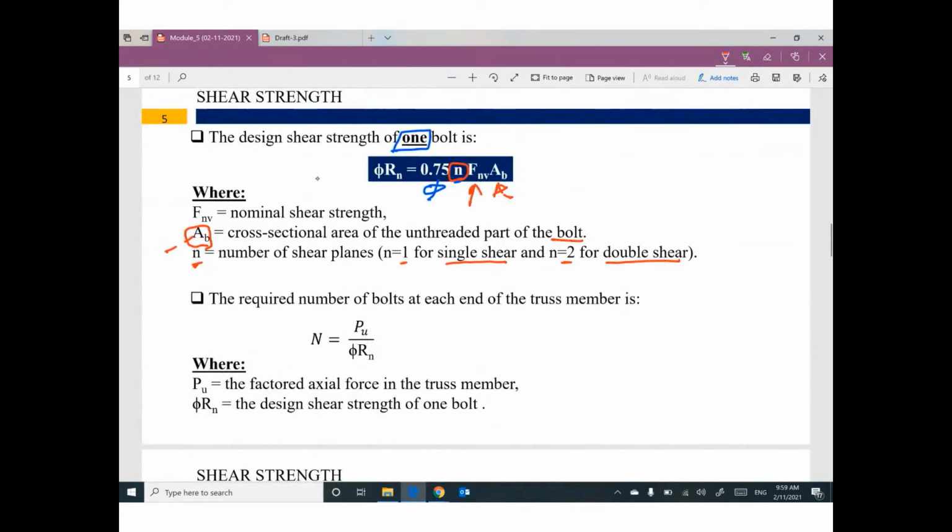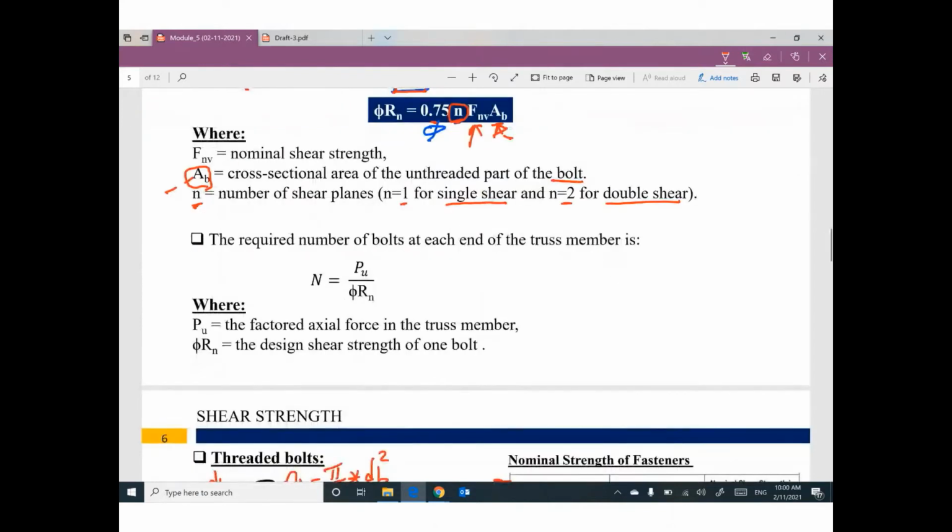Okay, I will multiply this value by this value, by this value, by this value. The final product will be called the design shear strength of one bolt. If you would like to figure out how many bolts I need, you need to divide P ultimate by this value, the design strength of one bolt. So phi Rn is the design shear strength of one bolt.